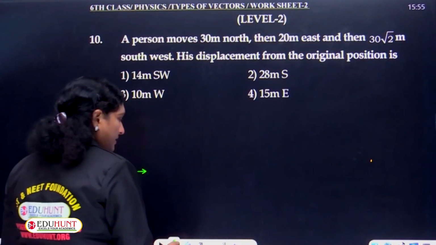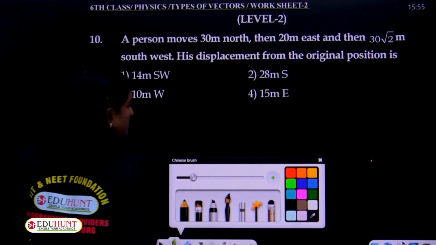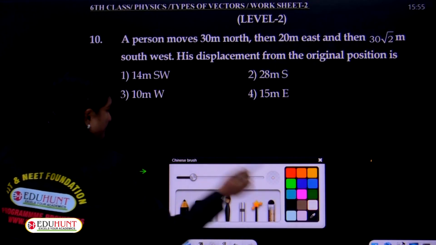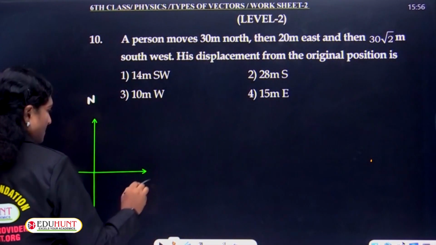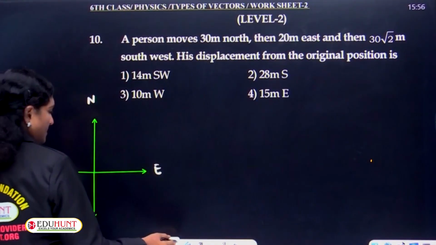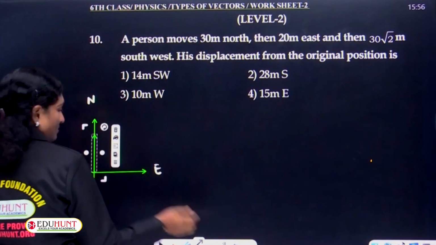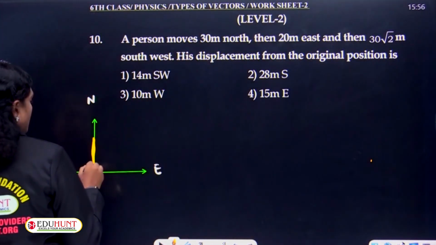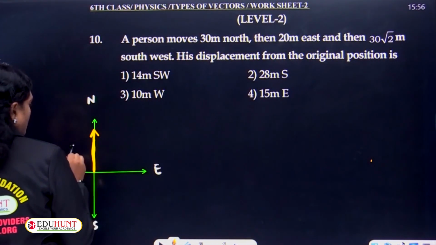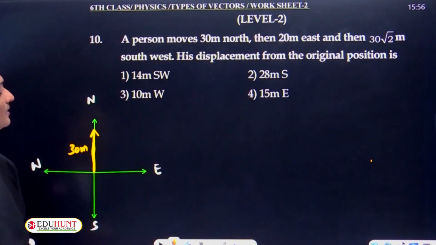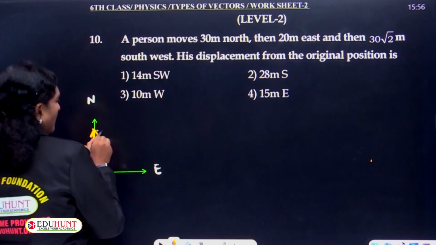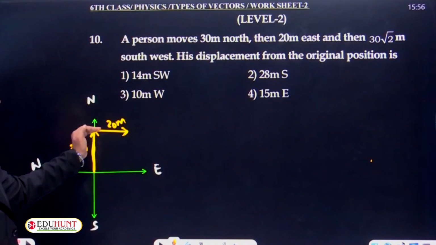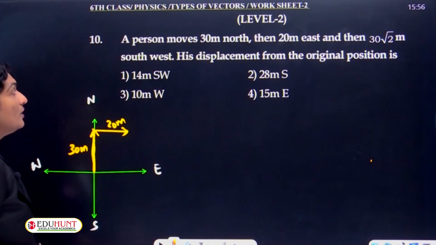So what was given, children? In the question it was given that this person covers 30 meters north. So this is north, south, east and west. This person covers 30 meters north. So here it is 30 meters. And next, 20 meters east. So from here he moves 20 meters east. And from there 30 √2 meters southwest.